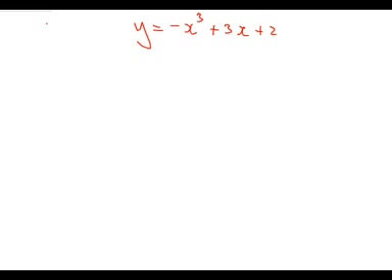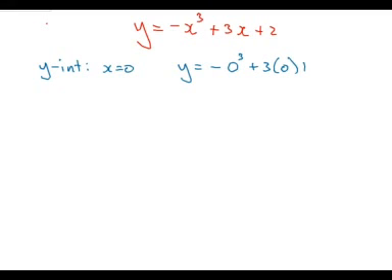So what you need to remember from the parabola that we've done is that first of all you need to find your y-intercept, and to do that you make x equal to 0, which will give you y is equal to minus 0 cubed plus 3 times 0 plus 2, so y is equal to 2. Pretty easy. Yeah.